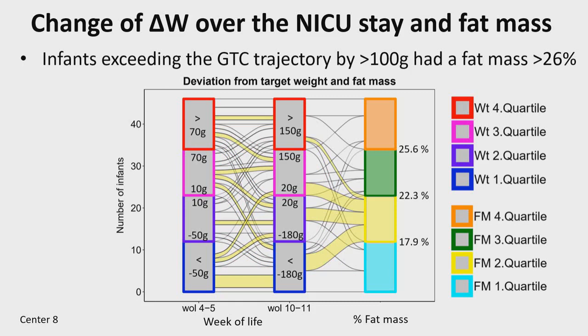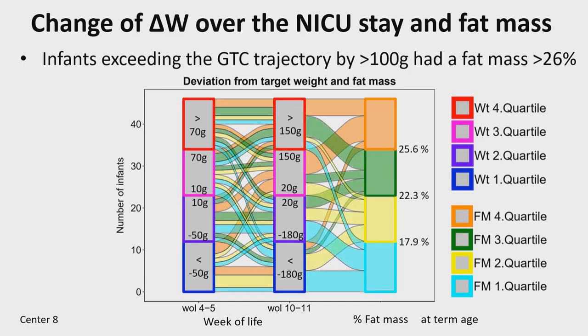Here you see infants which had not so much deviation, and minimizing the deviation shows that infants which were close to the trajectory had also here higher fat mass. However, infants which exceeded the growth trajectory had fat mass above 26%.